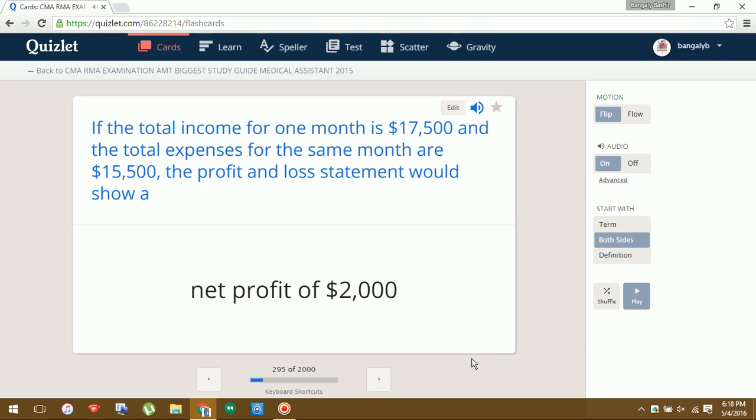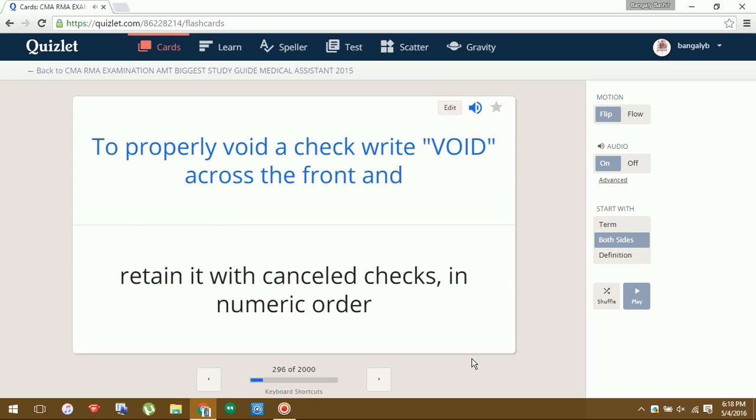If the total income for 1 month is $17,500 and the total expenses for the same month are $15,500, the profit and loss statement would show a net profit of $2,000. To properly void a check, write void across the front and retain it with canceled checks in numeric order.